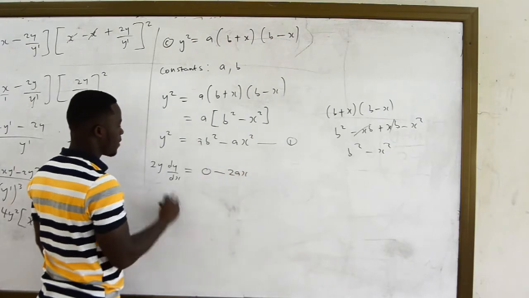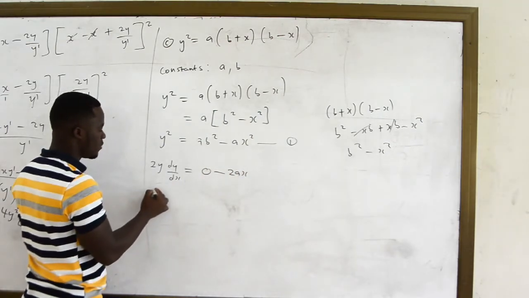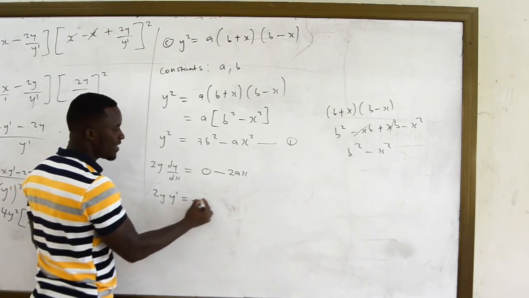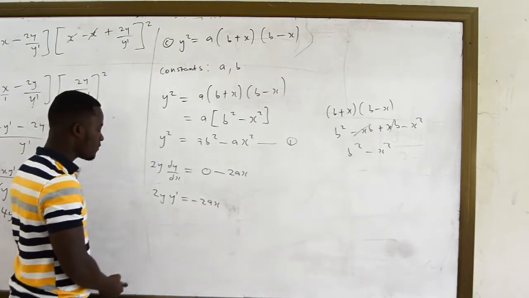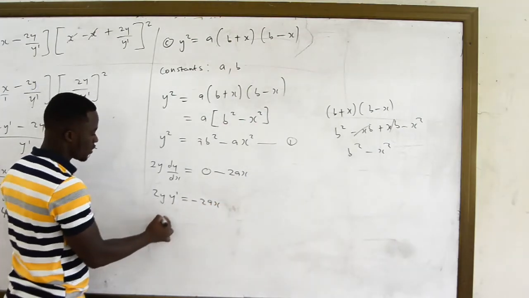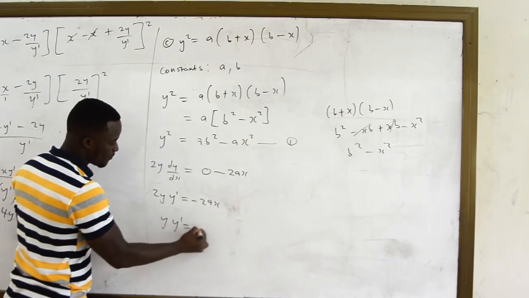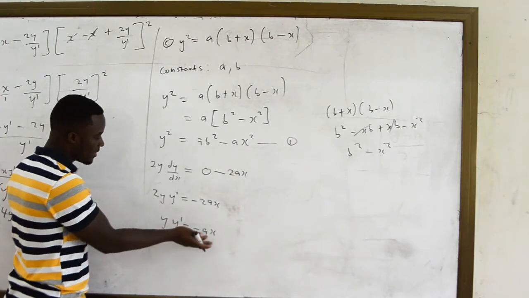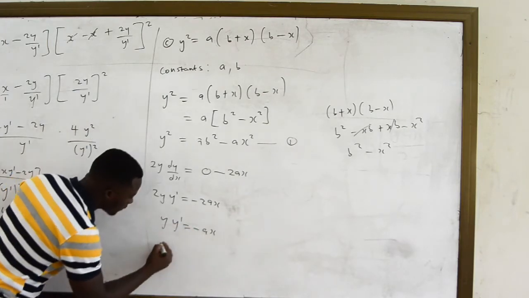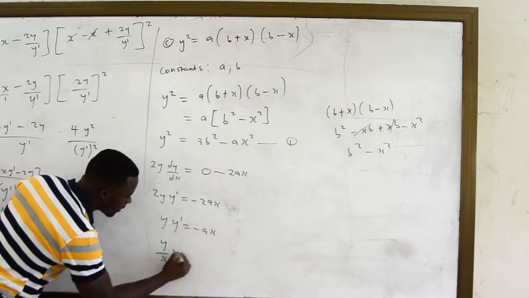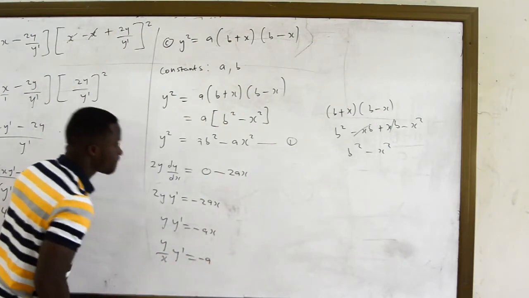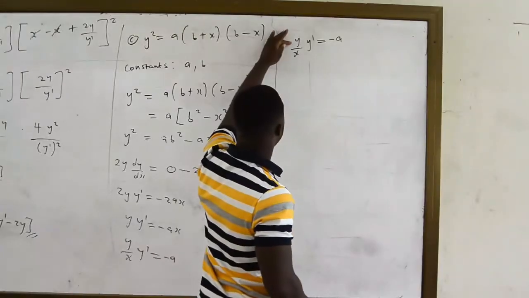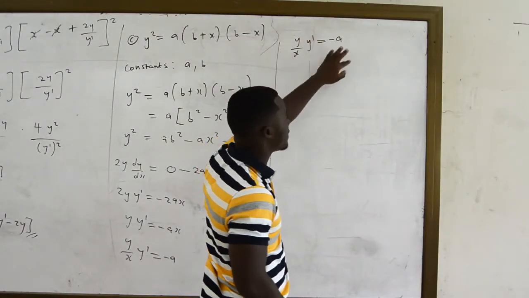to x. Now let me rewrite this one. Then I'll have 2y y prime, y prime is the same as dy/dx, is equal to minus 2a to x. I have to be happy with the 2 rules. I have y prime is equal to minus a to x. Let me name a the constant, a negative a the constant, because I'll get y over x y prime is equal to minus a. So I have y over x y prime is equal to negative a.